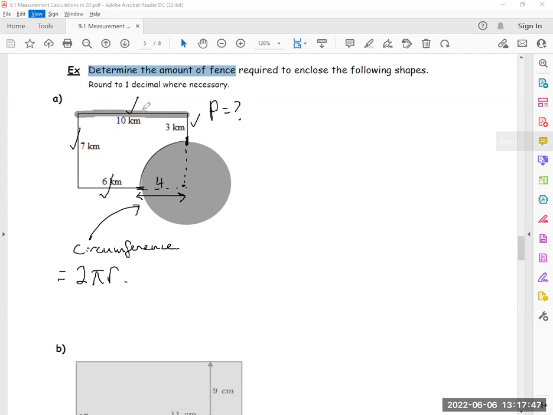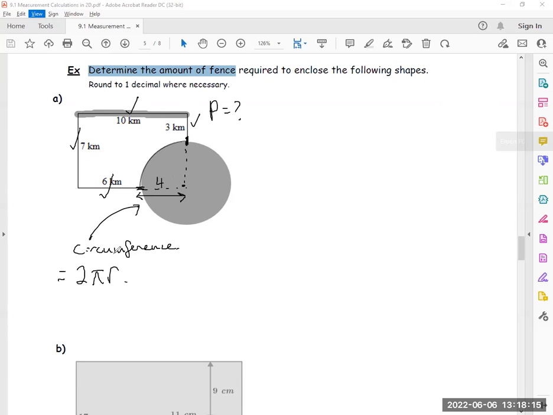Correct. So 10 is here, and we assume that this length is going to be 10 as well. That means it must have been 6 plus a radius of 4. Same thing with the 7. If you chose this way, then we can assume that from this point to the imaginary corner of my rectangle is a 7. So 3 plus 4 gives me that 7. So my radius is a 4.